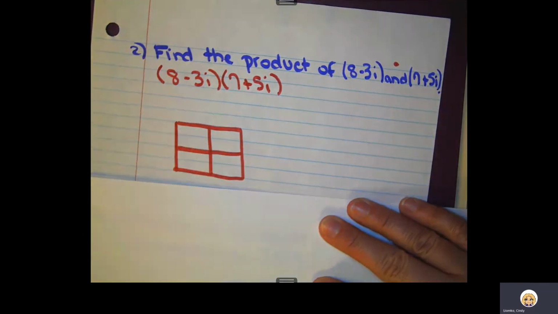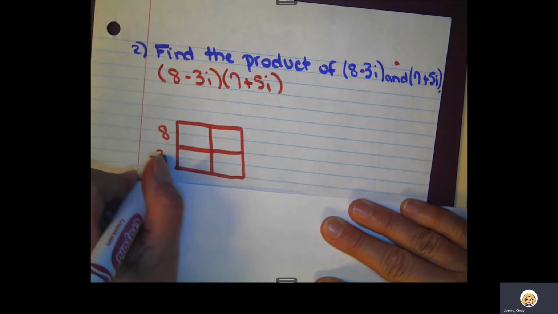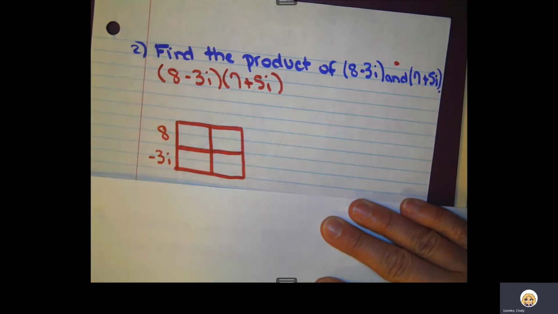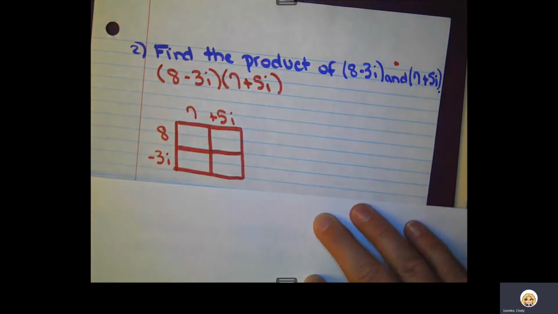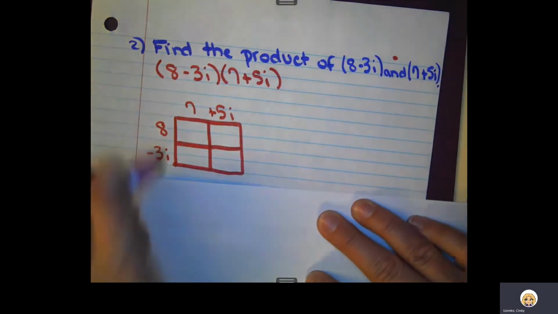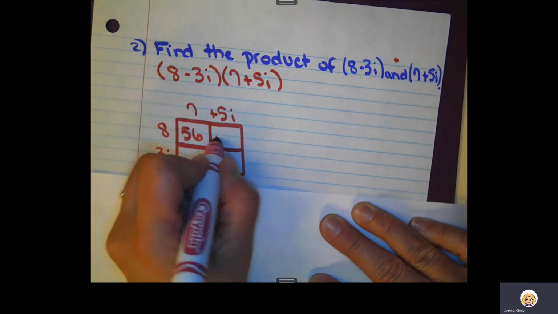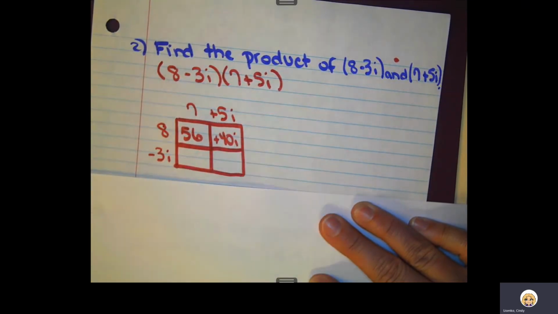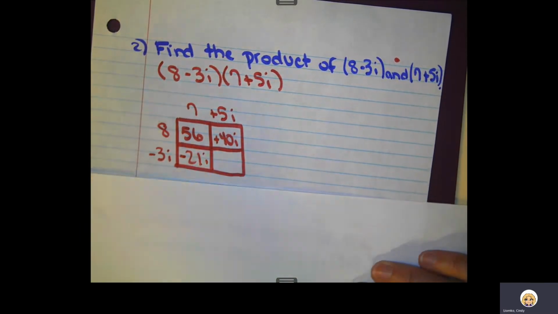And each of these terms goes on the side and on the top. So 8 minus 3i, I'm going to put on the side. So 8 and then a minus 3i. Don't forget your negative. And then 7 plus 5i goes on the top. Don't forget your plus sign. Now we multiply. So 8 times 7 is 56. 8 times a positive 5i is plus 40i. Negative 3i times 7, excuse me, negative 21i.